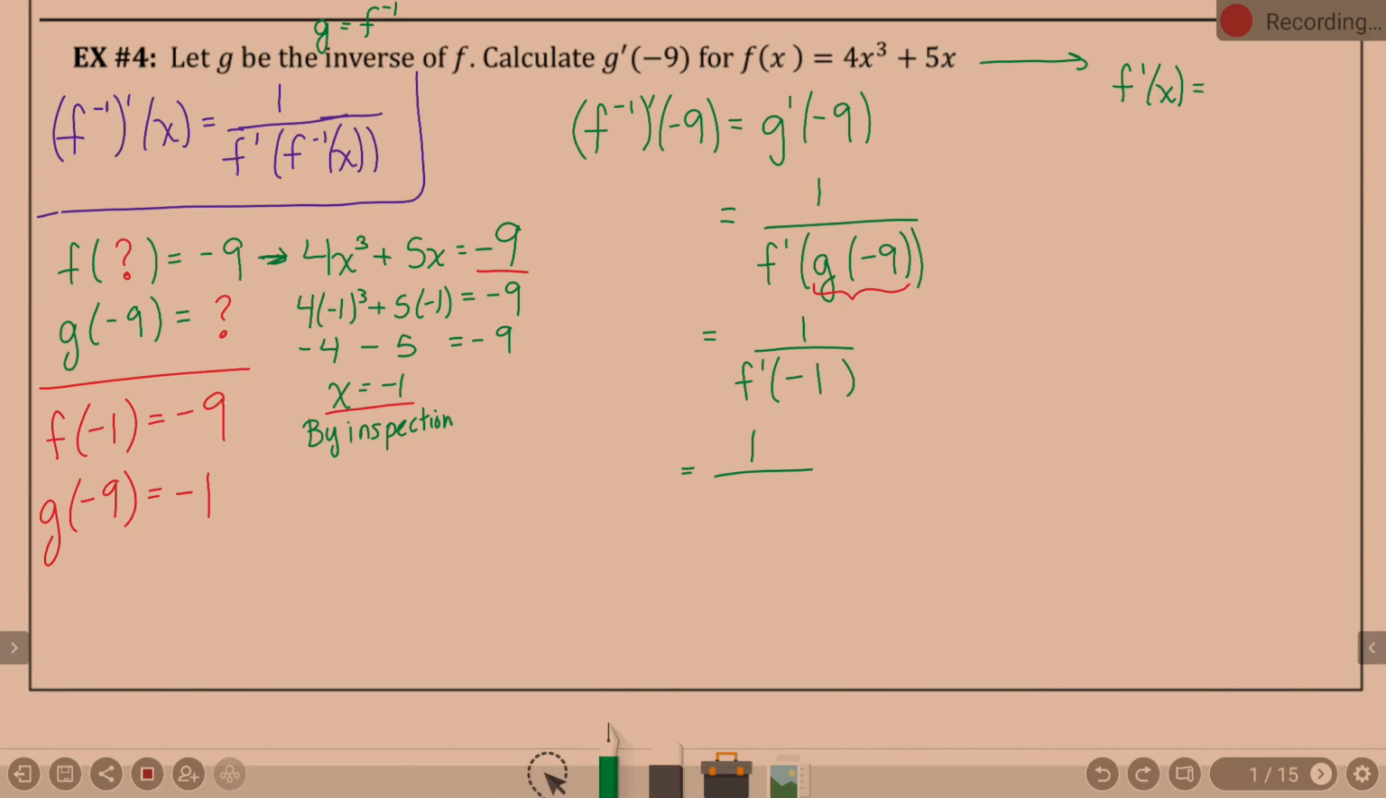Okay, so we are told that f is 4x cubed plus 5x. F prime then is what? 12x squared plus 5. 12x squared plus 5? And so then I need to know f prime of negative 1. Can I do the math there?